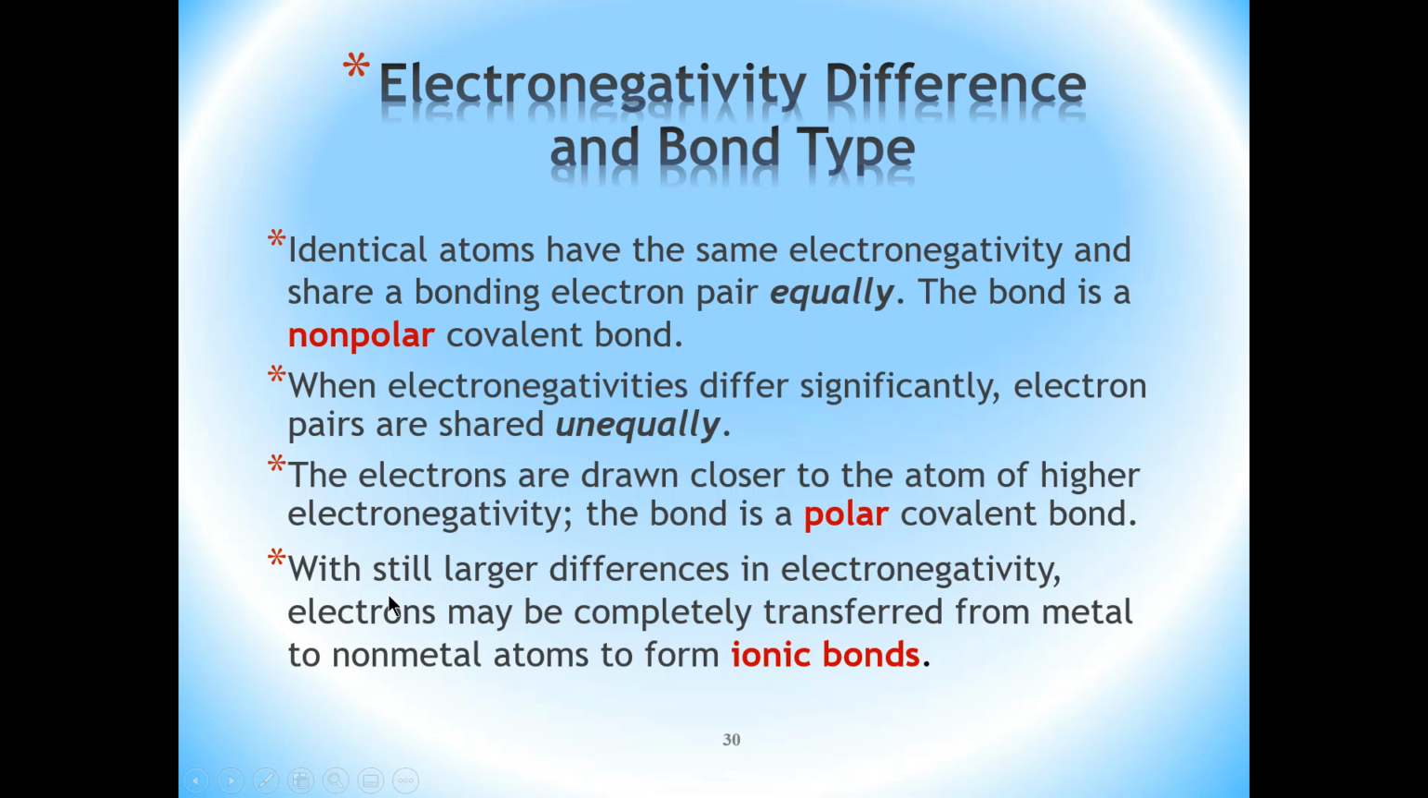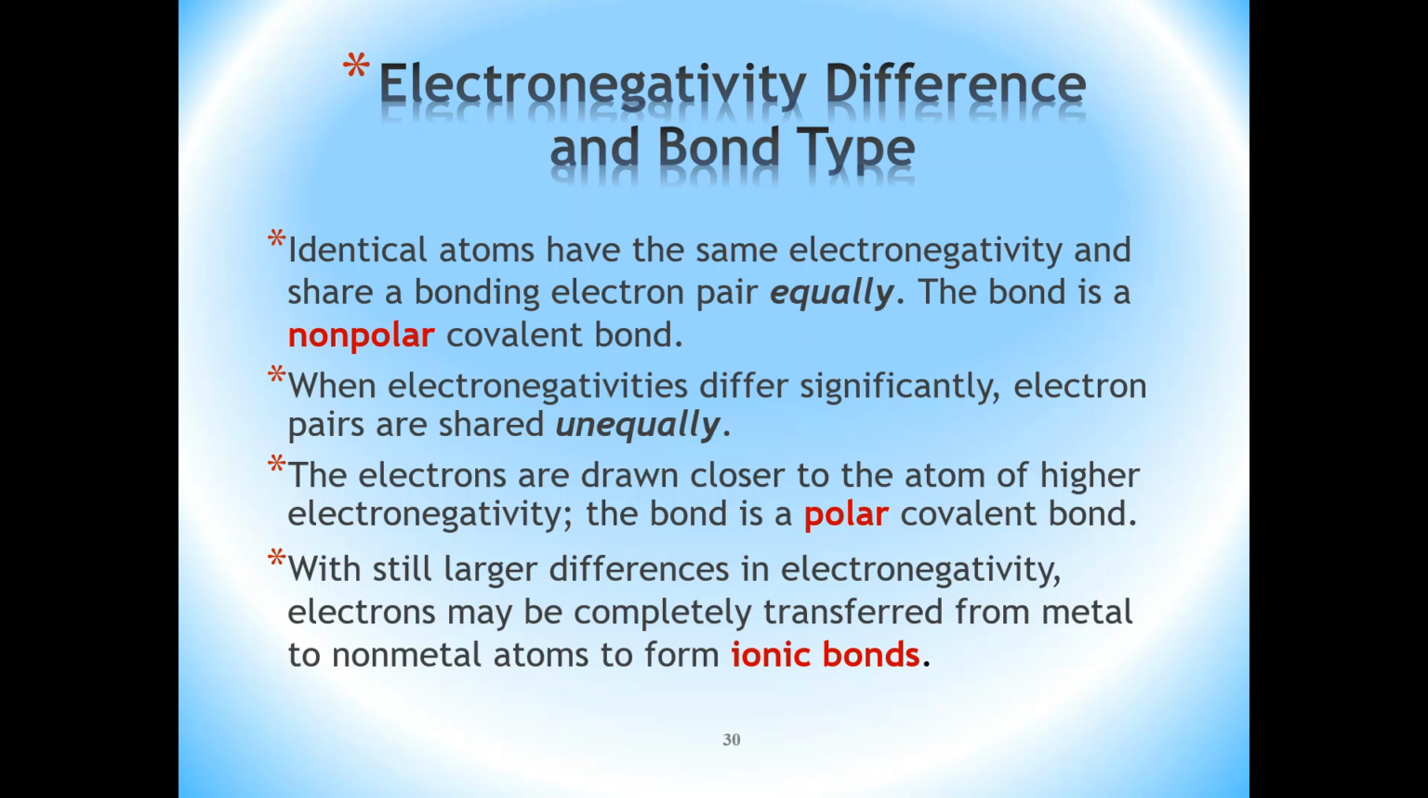Now, you can have a situation where the electronegativity values are so different that instead of sharing the electrons unevenly, the electrons are completely transferred from one atom to the other. And usually this happens when you have a metal bonded to a nonmetal. In that case, the bond is said to be ionic. So the ionic bond is basically the most extreme case of a polar bond, but it won't be a covalent bond because the electrons are not being shared, because you have the complete transference of electrons from one atom to the other.